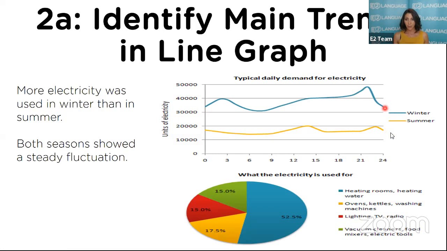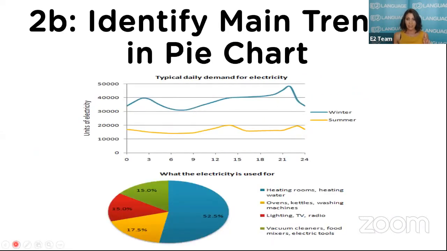Okay, so here I have identified two trends in the line graph. The first trend is more electricity was used in winter than in summer. And the second trend is both seasons fluctuated. So here are my trends for my line graph. Next, identify the main trends in the pie chart. So what do you notice? Remember to select the most important or noticeable feature.